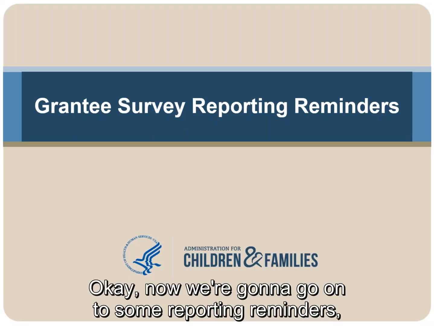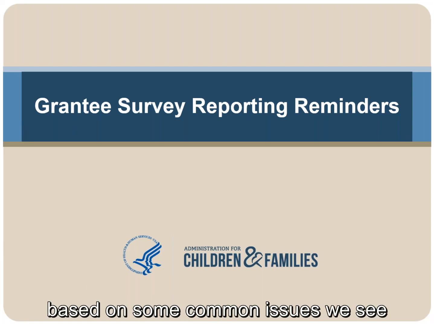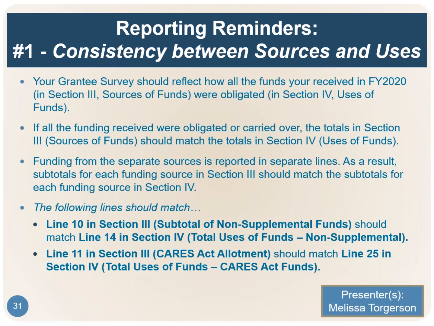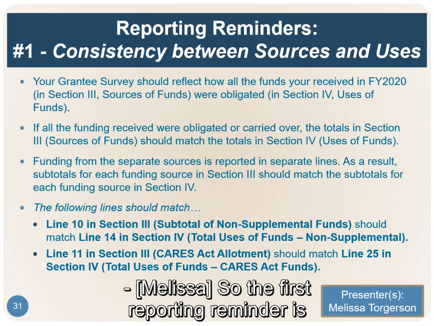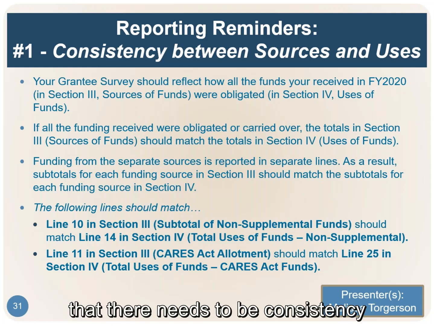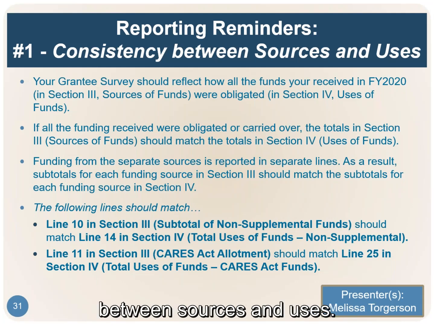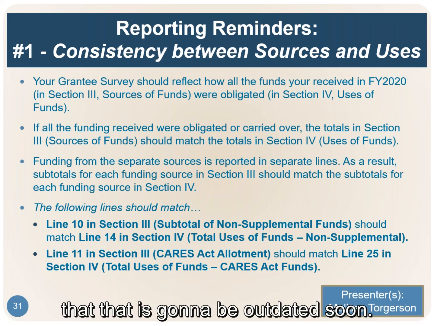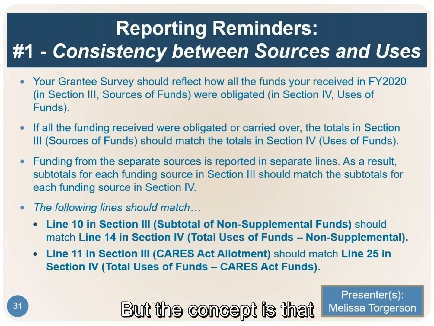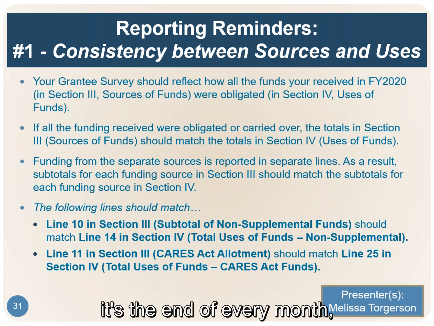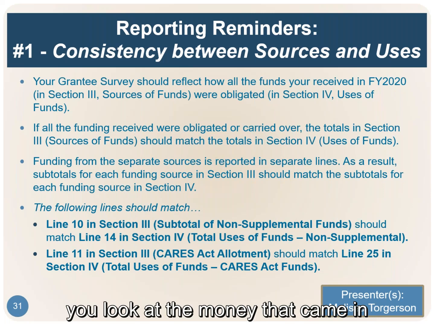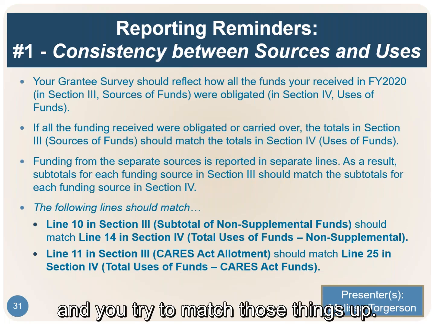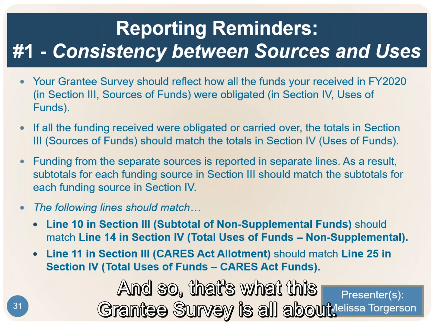Okay, now we're going to go on to some reporting reminders based on some common issues we see with Grantee Survey reports. So the first reporting reminder is that there needs to be consistency between sources and uses. And so I always use the checkbook example and realized this morning that that is going to be outdated soon. But the concept is that, it's the end of every month, you look at the money that came in and you look at the money that came out, and you try to match those things up. And so that's what this grantee survey is all about.